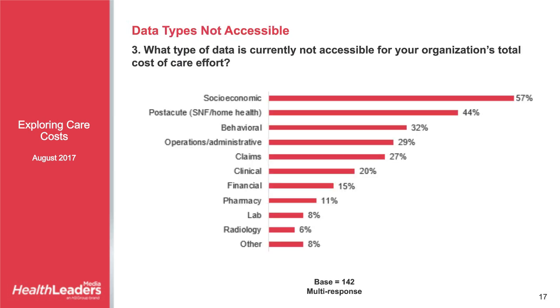Here is the third question in the Exploring Care Costs survey that SCIO sponsored. What type of data is currently not accessible for your organization's total cost of care effort? By far, socioeconomic data is not accessible. 57% say this. This is a multi-response question, by the way, so the respondent was able to select more than one item. Post-acute, skilled nursing facility, home health was number 2. Behavioral data, number 3.